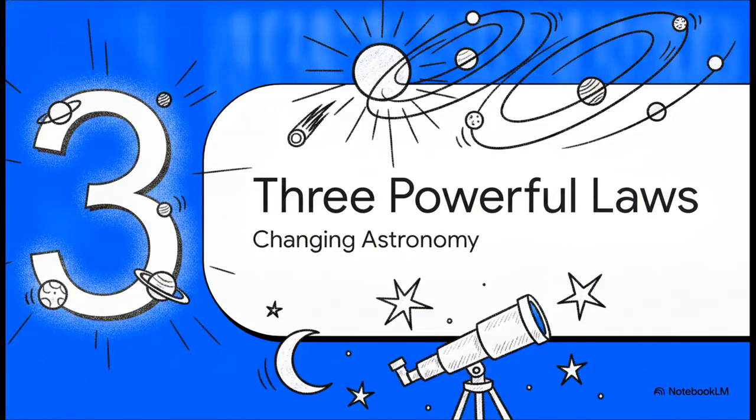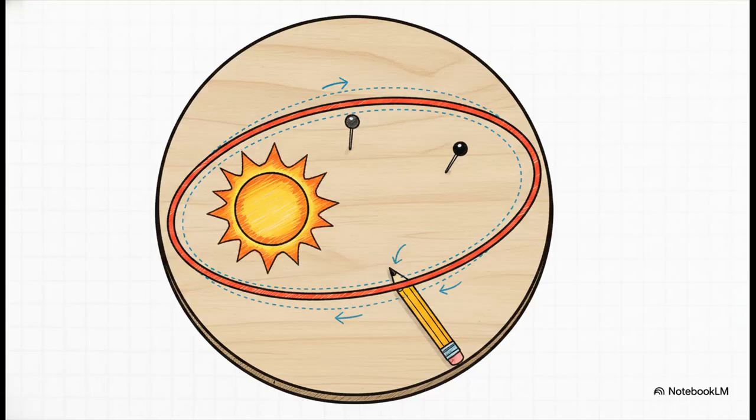All right, grab your notebooks. Part 3, Kepler's 3 powerful laws. Class is officially in session for the 3 rules that quite literally changed astronomy forever. The first law is the law of ellipses. It states that every planet moves around the sun in an elliptical orbit, with the sun at one focus.